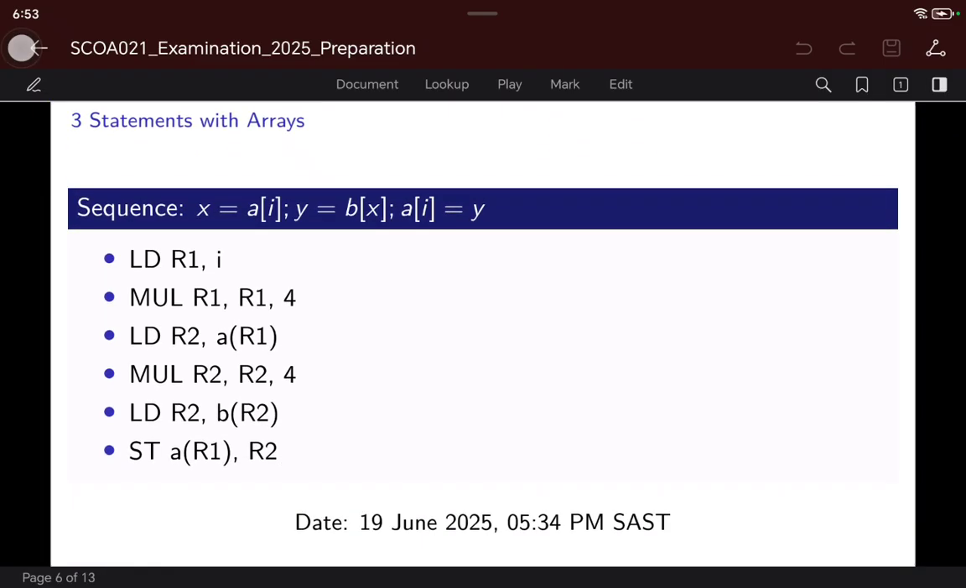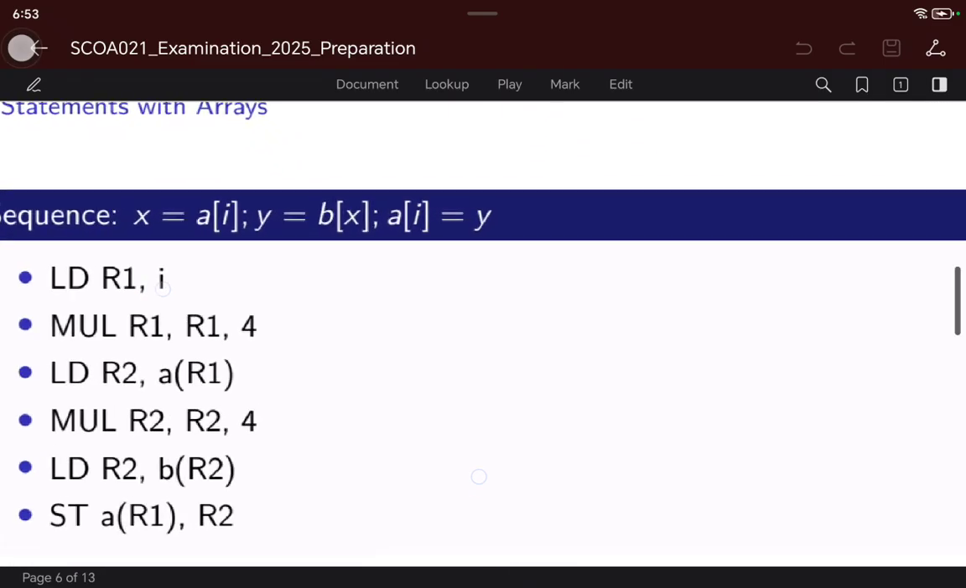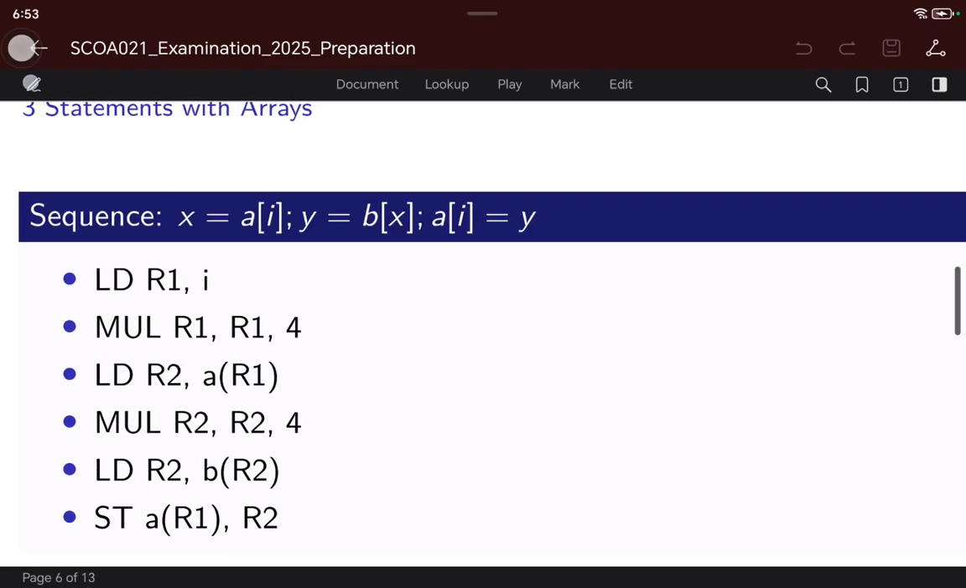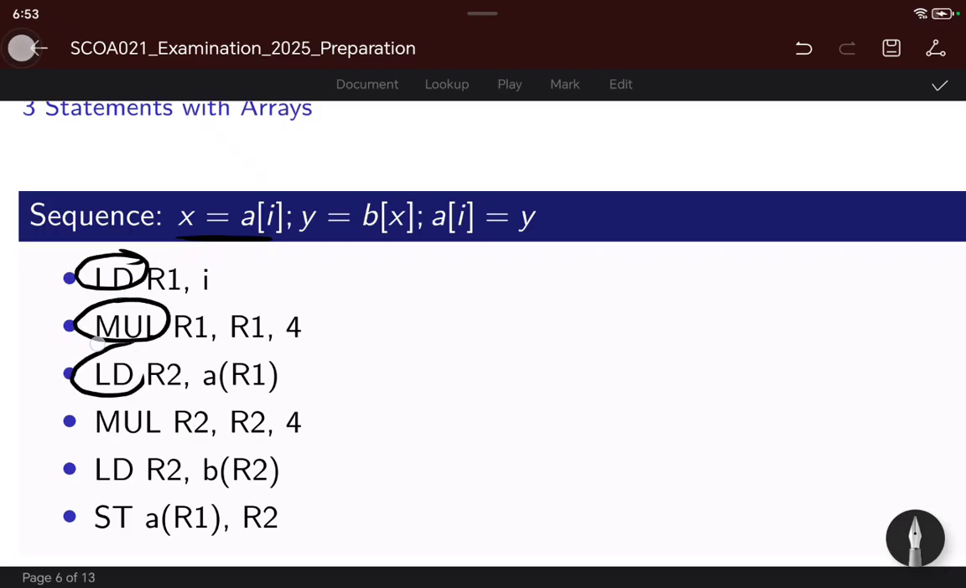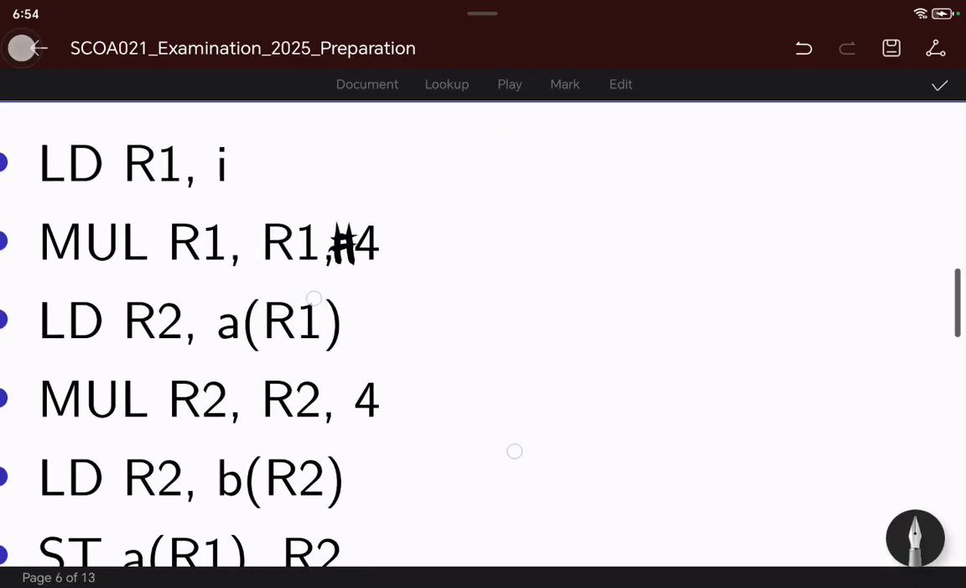So the other one that we have now here, we have this one. We are saying x, but I can even do it like this, right? I want to compute this, so I'm gonna put 3 statements. Remember, load, multiply, load. And then I load into R1I, right? I load into R1I, then I multiply by that byte, which is 4.